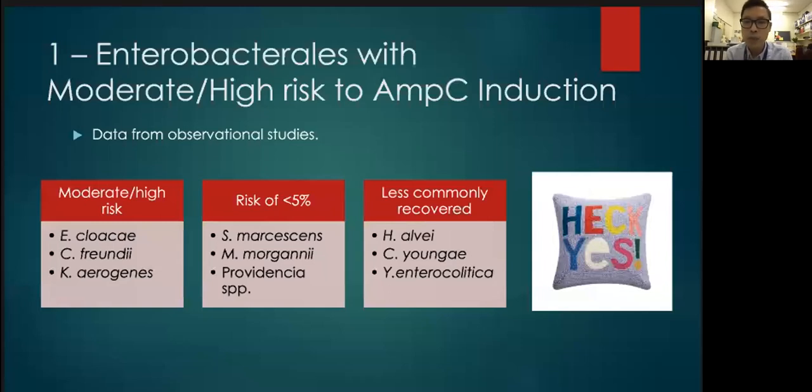The first question which they addressed is which Enterobacterales should be considered at moderate to high risk for AmpC production and induction.